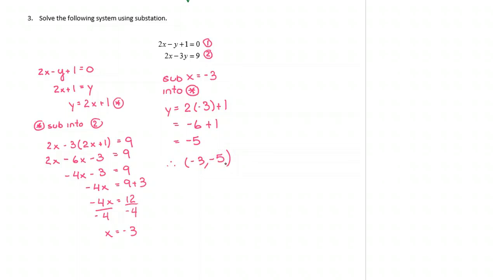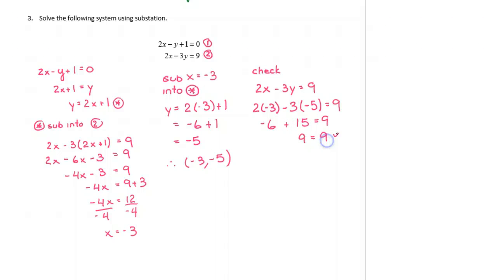Really important once I've done this is I go back and check. I can do that by subbing into either of the original equations. So I'm going to sub it into equation 2. So I'm going to say 2x minus 3y equals 9. So we're doing what's called the left side, right side check. So I'm going to say 2 times minus 3 minus 3 times minus 5 equals 9. Minus 6, minus and minus a plus, plus 15 equals 9. And look at that, 9 equals 9. Therefore, I'm right. It's always good to do that check.